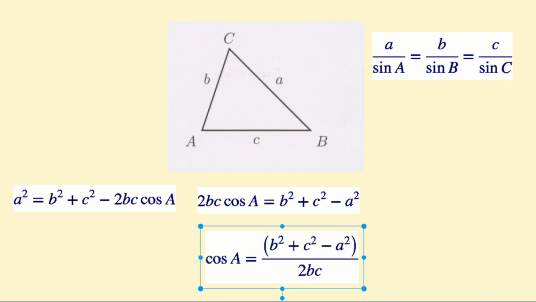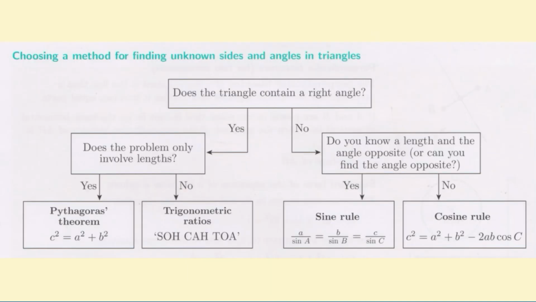So you've got all the equations there, and again, as with everything, you then have this method. Does the triangle contain a right angle? Yes. Does it involve only lengths? Yes, and you've got Pythagoras' theorem, c squared equals a squared plus b squared. Or no, then you've got the trigonometric ratios, SOHCAHTOA: sine, opposite, hypotenuse; cosine, adjacent, hypotenuse; tangent, opposite, adjacent. Or if it doesn't have a right angle, do you know a length and the angle opposite, or can you find the angle opposite? Yes, sine rule. No, cosine rule.